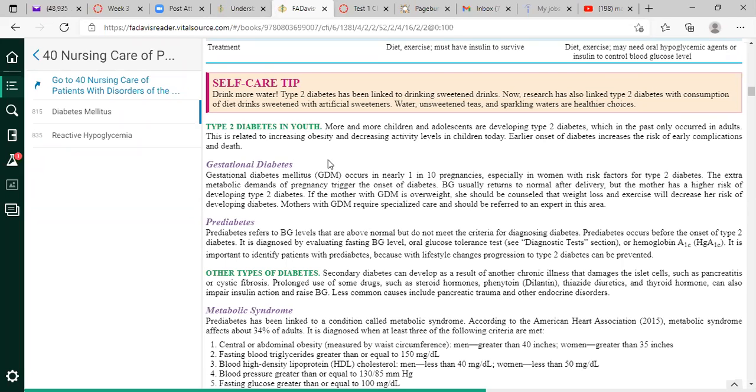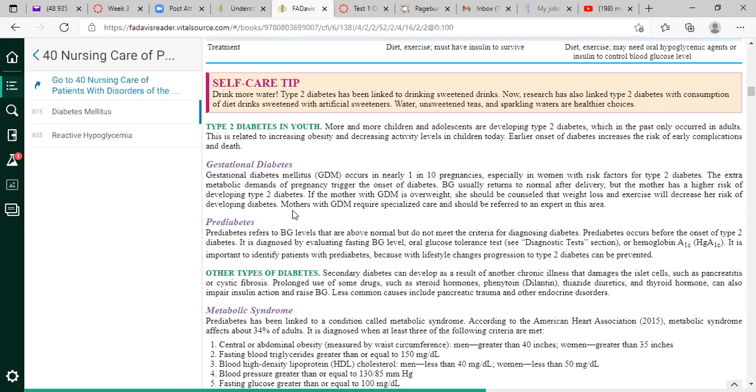And even women who have, and you all will learn once you get to OB, 10-pound babies, where they say, girl, my baby was 10 pounds, my baby was 11 pounds, you are at high risk for diabetes. That's nothing but a precursor for you becoming a diabetic.